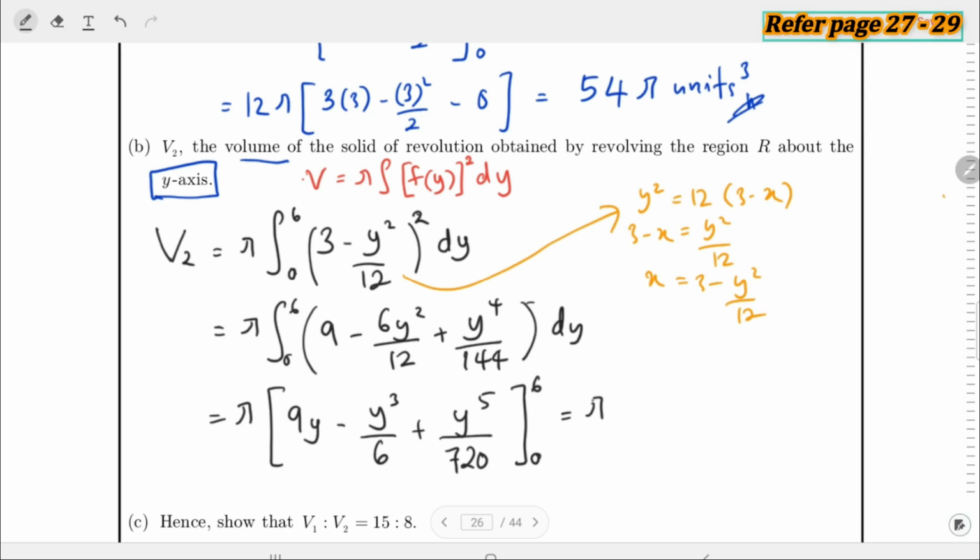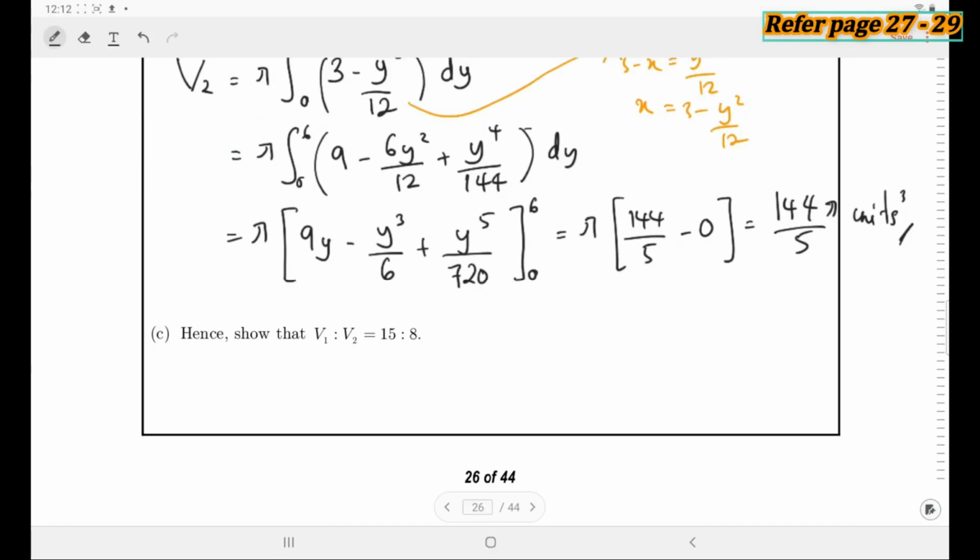See, we are having here pi times 144 over 5 minus 0, and then the final answer will be 144 pi over 5 units cubed. Okay, the last question, part C. Hence show that volume 1 to volume 2 must be equal to 15 to 8.